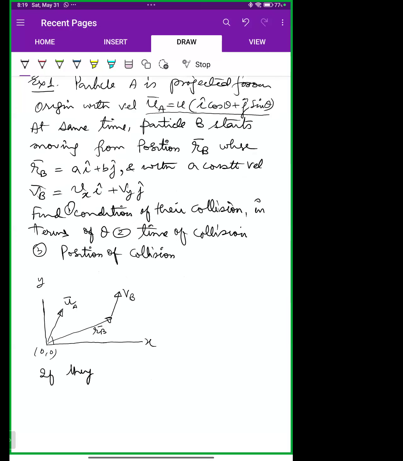If they meet, if they collide, what is the condition? You can tell me. If they collide, x1 equal to x2 and y1 equal to y2. Yes, so you see here this is RB, and RB is equal to AI cap plus BJ cap. So we will say not x1 equal to x2.